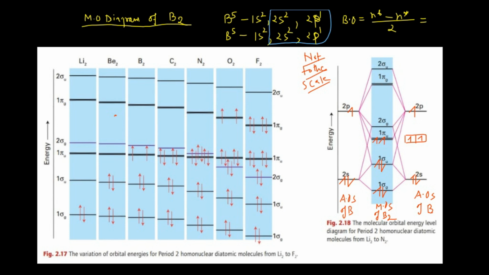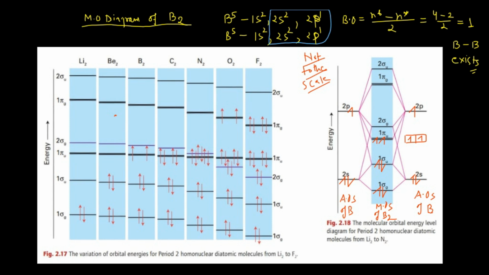So here you see, in the bonding molecular orbitals you have 4 electrons, so here you will write 4. Minus, in the anti-bonding orbitals, you have how many? Only 2 electrons, so you will write minus 2 here, and this should be divided by 2, which equals 1. That means boron is connected with another boron atom by a bond, and B2 will exist. This is the bond order, right?